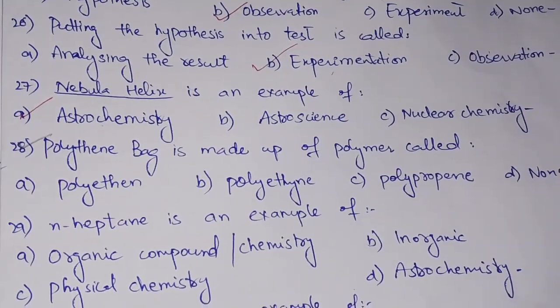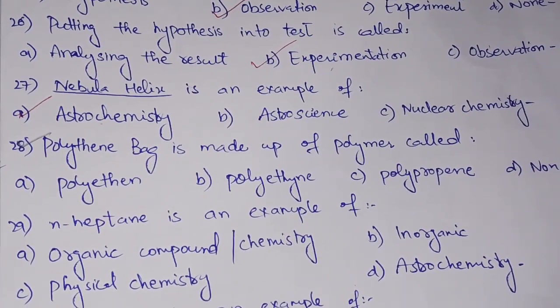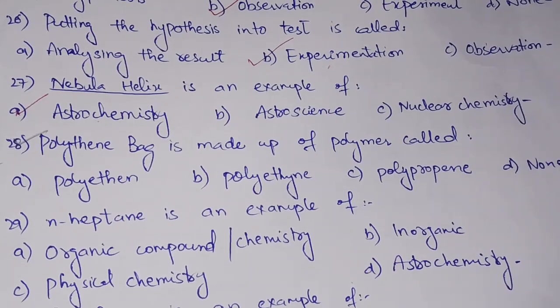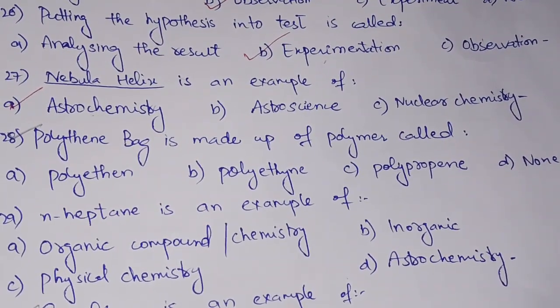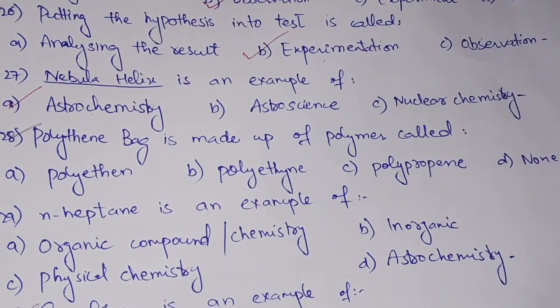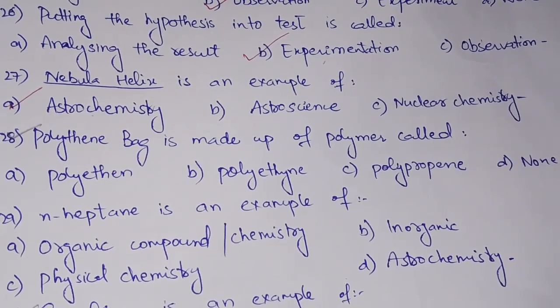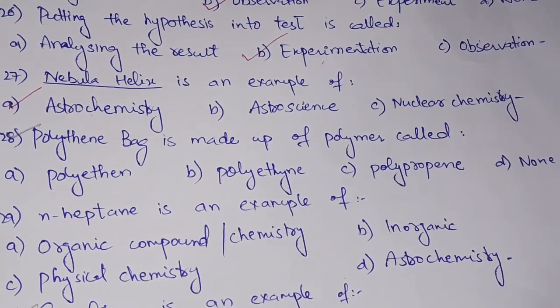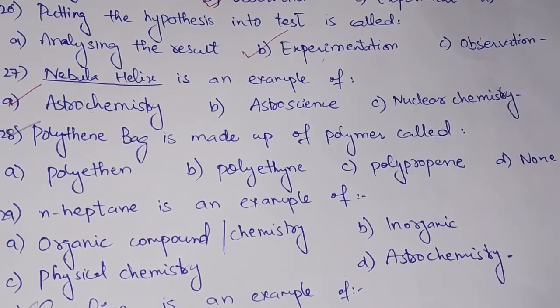Next, the polythene bag is made up of a polymer called what? The thing present in the polythene bag is made up of which kind of polymer? Here we have the options polyene, polyethylene, polypropylene, and none of these. Polyethylene is the correct option.